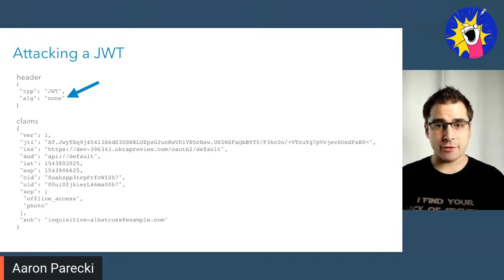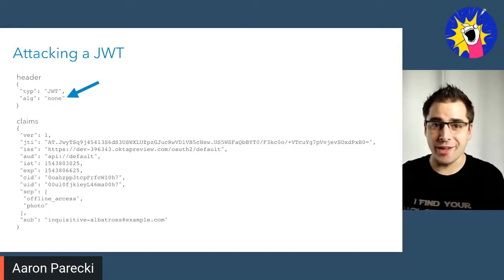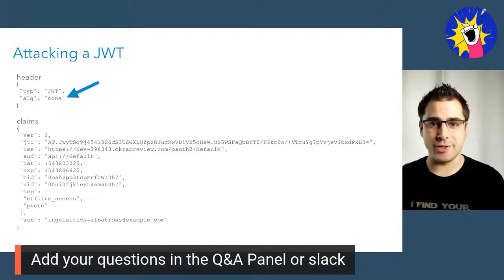And then if that server first looks at the header to decide how to validate the token, it'll see the signing algorithm none, and it will skip checking the signature at all. And now it'll just believe whatever you put into the token, which is clearly wrong, and that was the problem.